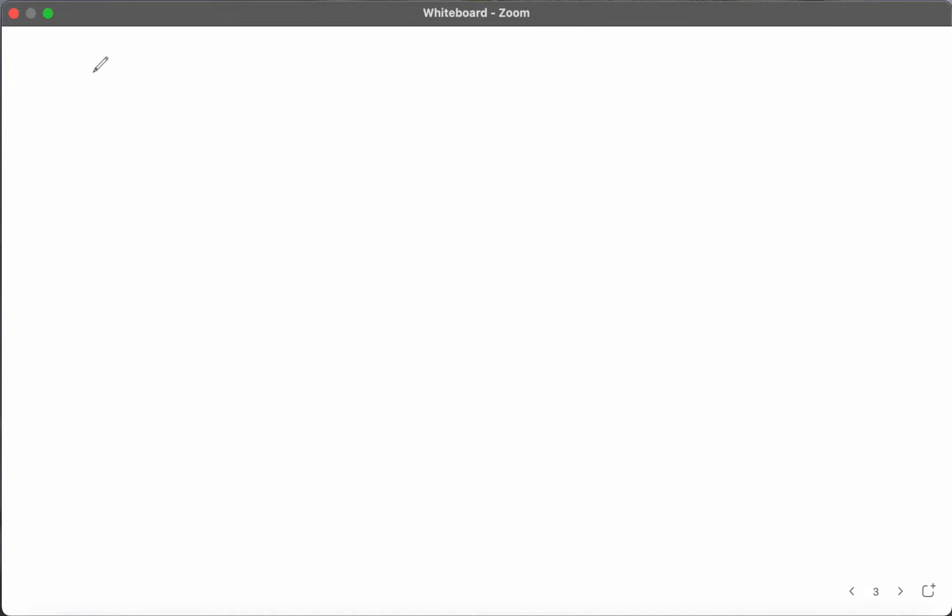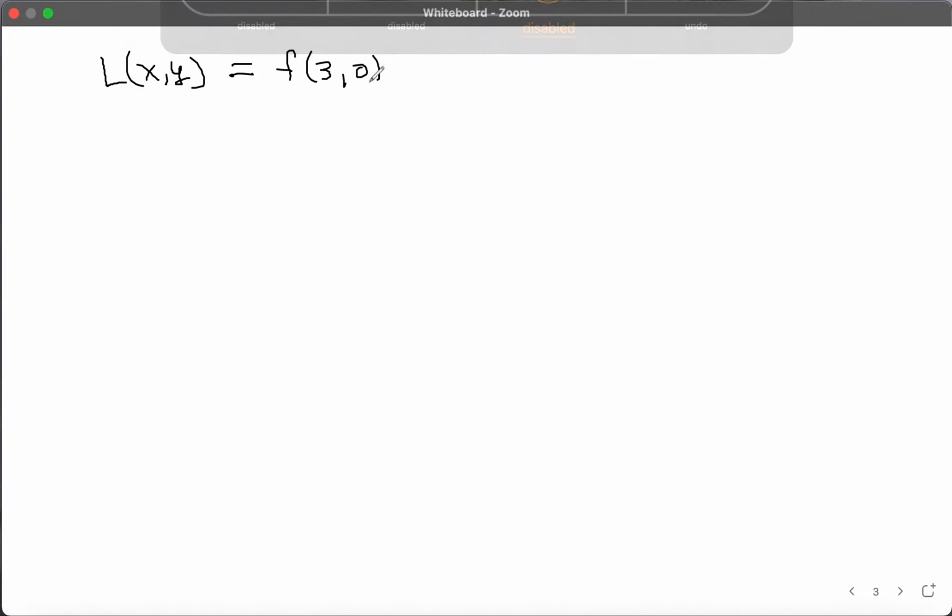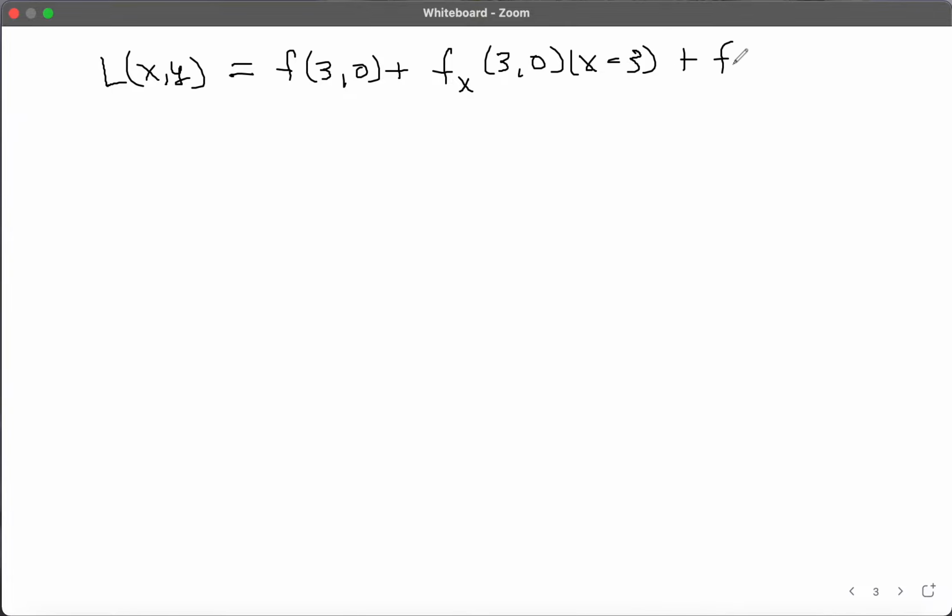So I know that we're going to get an equation which looks like this. We said f(3, 0) plus f_x(3, 0) times (x minus 3) plus f_y(3, 0) times y, right? Because y minus 0 is just y. And then let's go ahead and plug in the values.